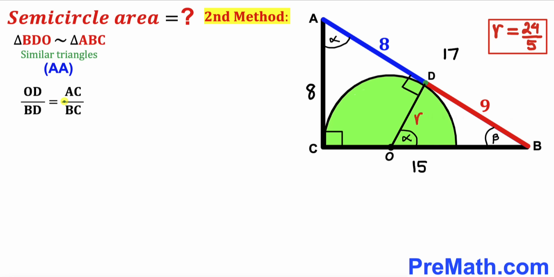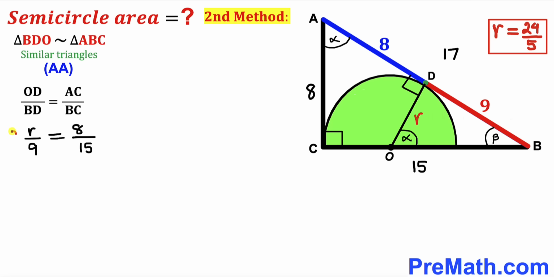And here we can see our OD length is lowercase r. I'm going to replace that one with lowercase r. Our BD segment length is 9 units. And now our segment AC length is 8 units. So I'm going to replace that one with 8. And finally, our BC side length is 15. So I'm going to substitute 15 over here.